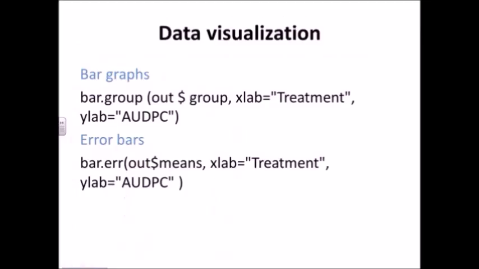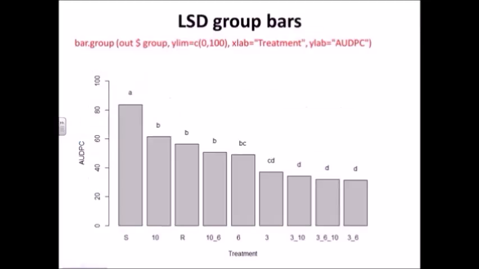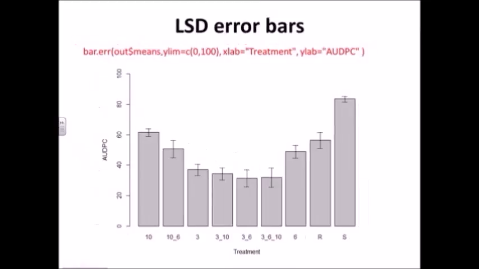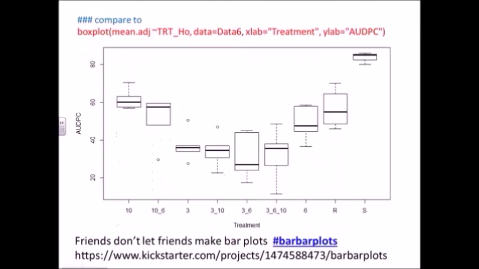So, data visualization, we can use bar group again to graph this out. We can add error bars to it. So there's a graph bar group where we've got our mean separation. We can add error bars, so we see really what kind of variation is there in those. Take you back to the box plot. Remember the good old box plot?